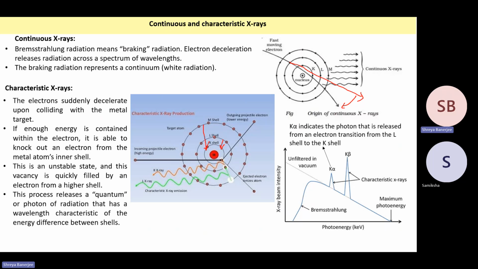So the energy difference between K and L is fixed, and that will lead to a characteristic X-ray, that is K alpha. Because the energy difference between K and L is fixed, you will get X-ray of only one possible wavelength. So the energy of an X-ray is hc by lambda. If your energy is getting fixed, lambda is also getting fixed. So K alpha has only one particular wavelength.